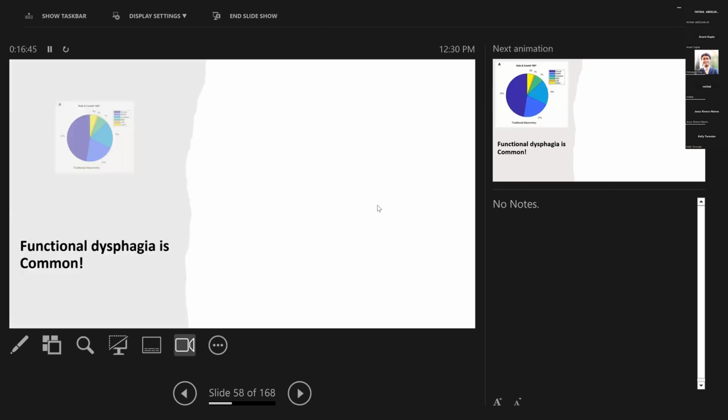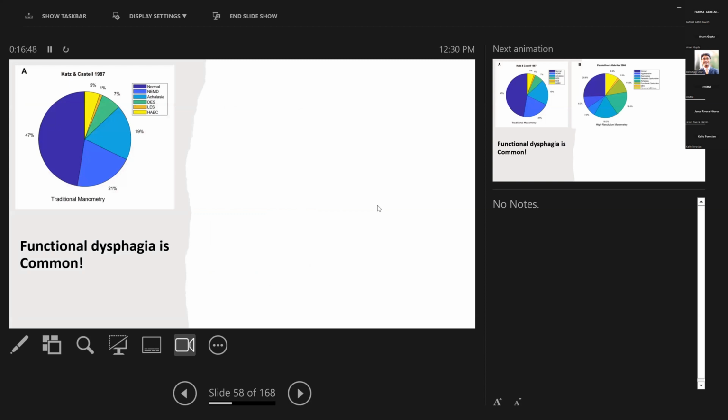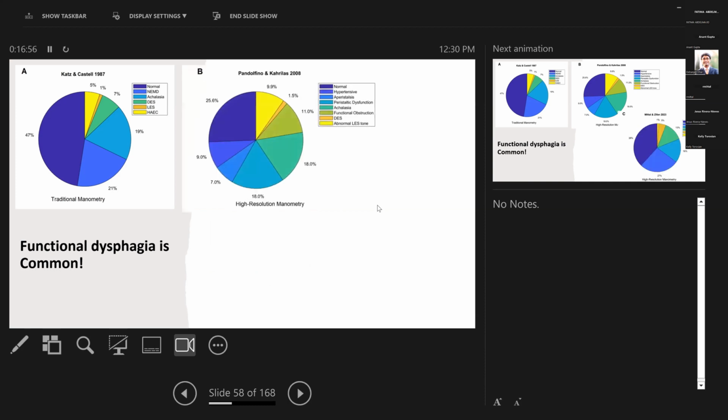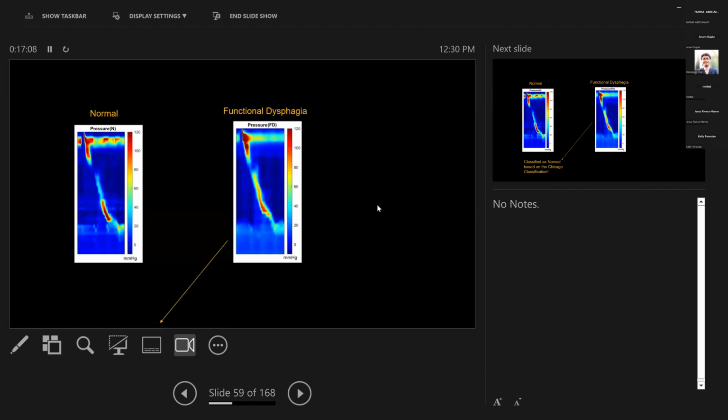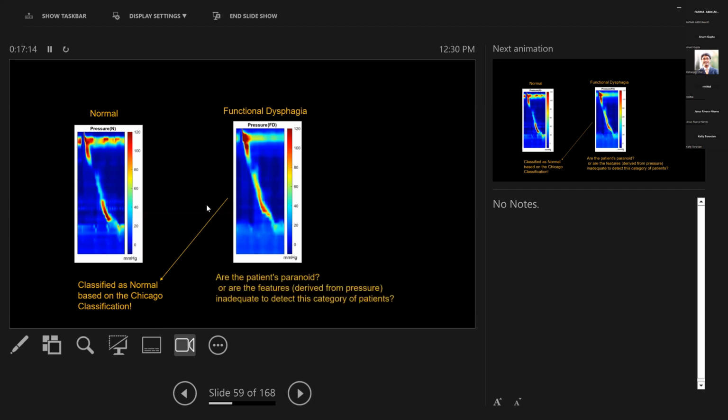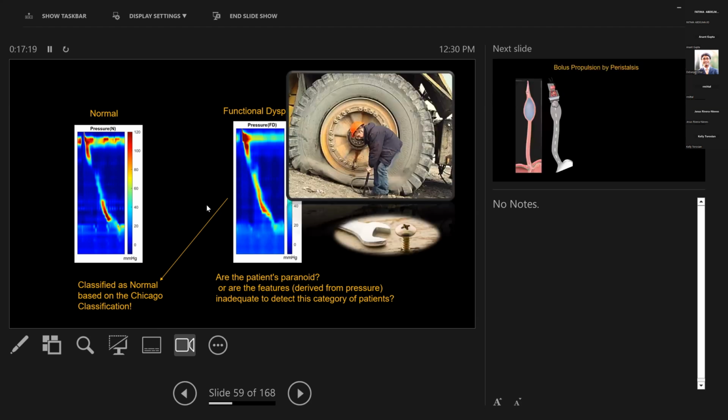Functional dysphagia is actually common. Going back to 1987, 47% of the patients who came to Katzenstein were classified as normal, but they had dysphagia symptoms. In 2008, the work of Pandolfino and Kahrilas found 25.6%. In our own motility patients, 38% of them are normal based on Chicago, but they're complaining of dysphagia. If you look at their pressure manometry, they look pretty normal, right? So what's wrong with them? Are these patients paranoid? Or are the features we're using inadequate for detecting this kind of disease, right?